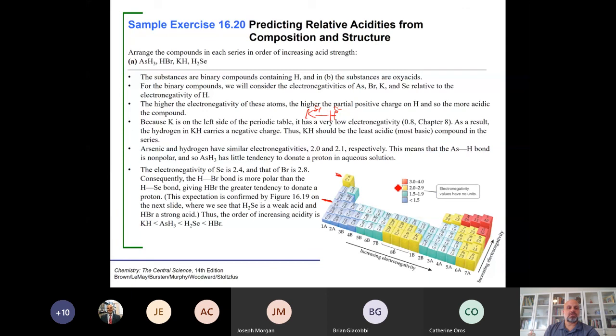And the electronegativity of selenium is 2.4 and bromine is 2.8. So the HBr bond is going to be the most polar of all of these bonds, and the hydrogen selenium bond is going to be next in line. So the HBr is going to be the most acidic, because it's more likely to donate a proton, whereas the hydrogen selenium bond will be next, and then arsenic, and then the last, potassium hydride, right? So that's the order down here.